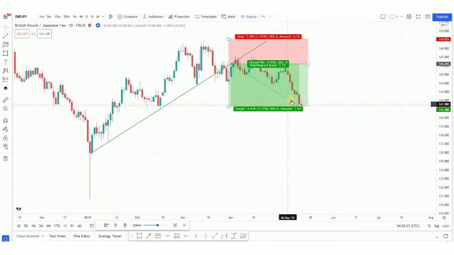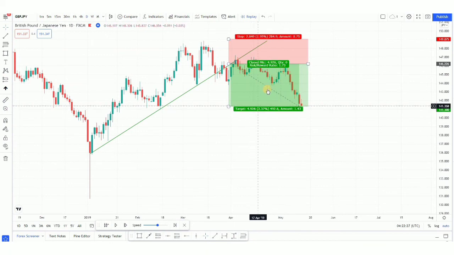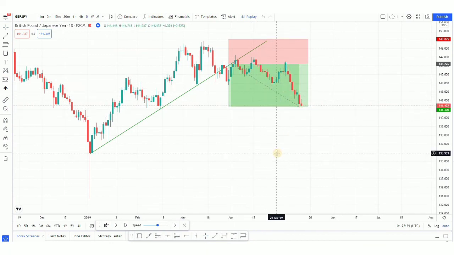So over there, just here, price smashed our TP. So this is another winning trade.